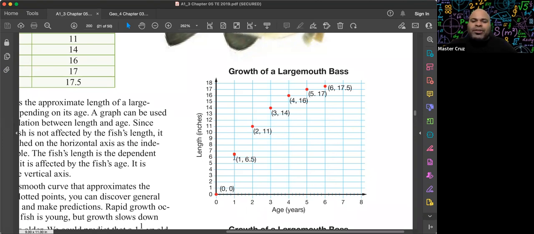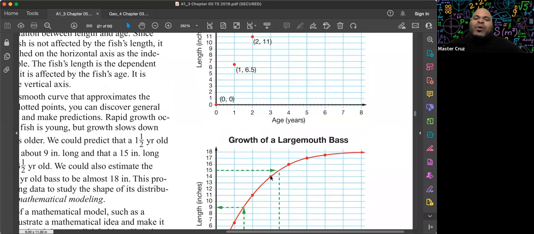And then after 1 year, like we mentioned earlier, it will measure 6.5 inches. After 2 years, it will measure 11 inches. So I hope that you can see that I always go to the x-axis. And given the value of the x-axis, then I find the y-axis. So if I wanted to read this graph, I would say that after 3 years, the largemouth bass has grown 14 inches long. Okay, and this is how you will read every single one of them.